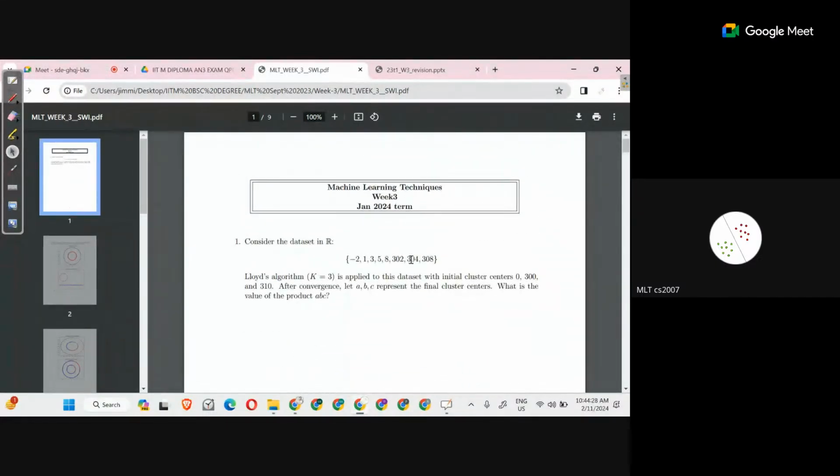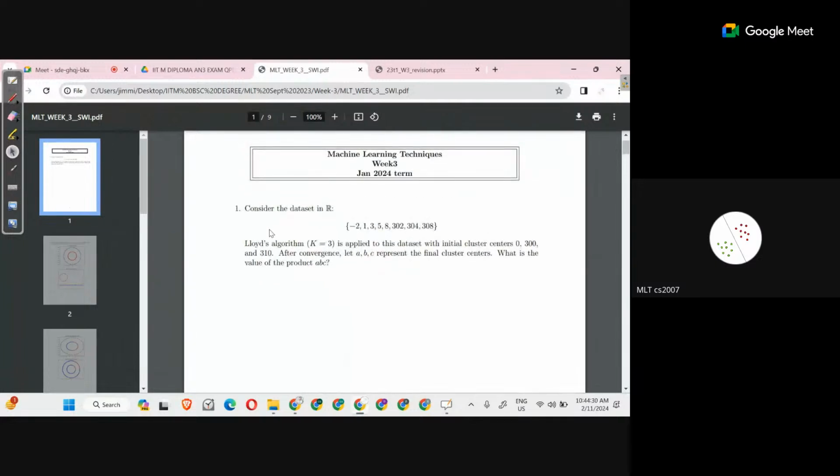So here in question 1, it says to consider the data set in R. Lloyd's algorithm at k equal to 3 is applied to this data set with initial cluster centers 0, 300, and 310. After convergence, let A, B, C represent the final cluster centers. So what is the value of the product ABC? Okay, so what do you think?